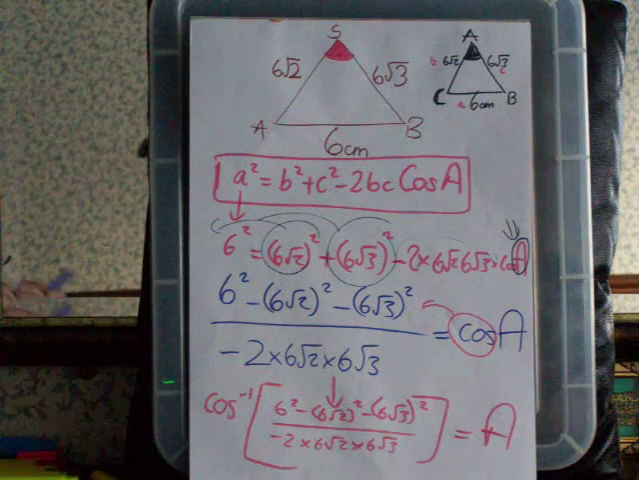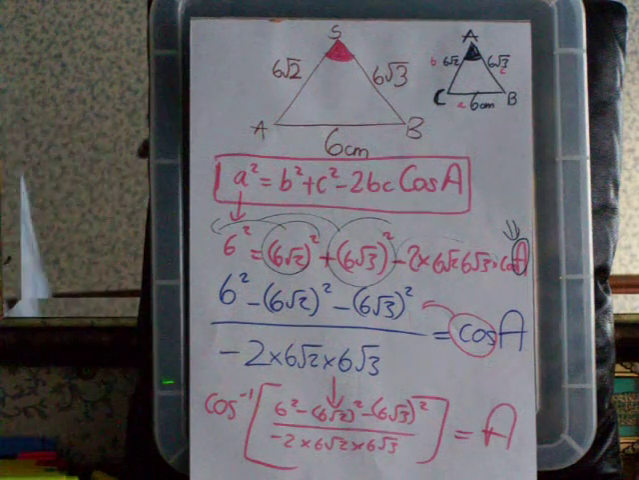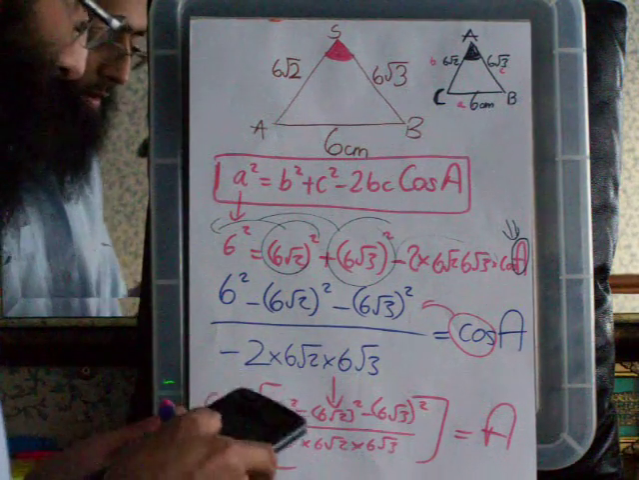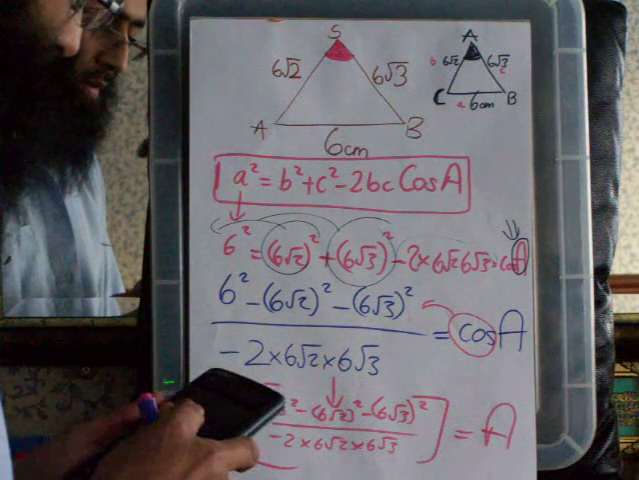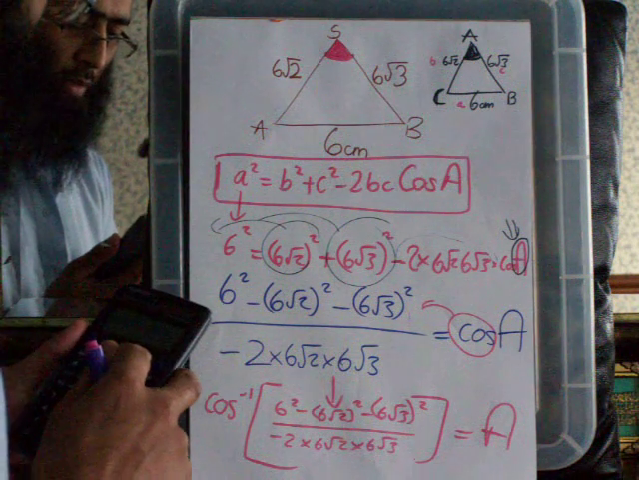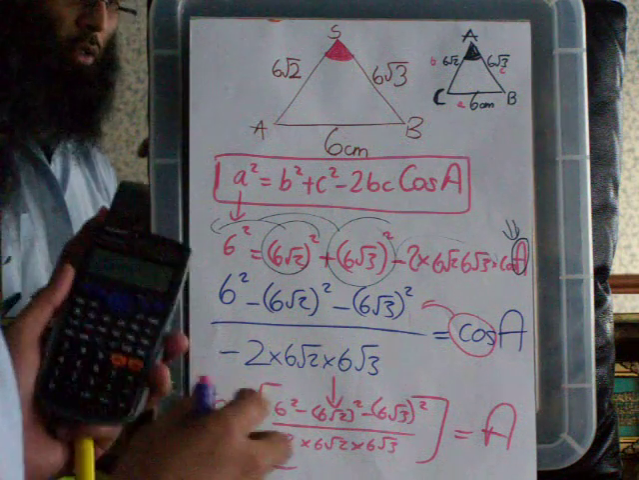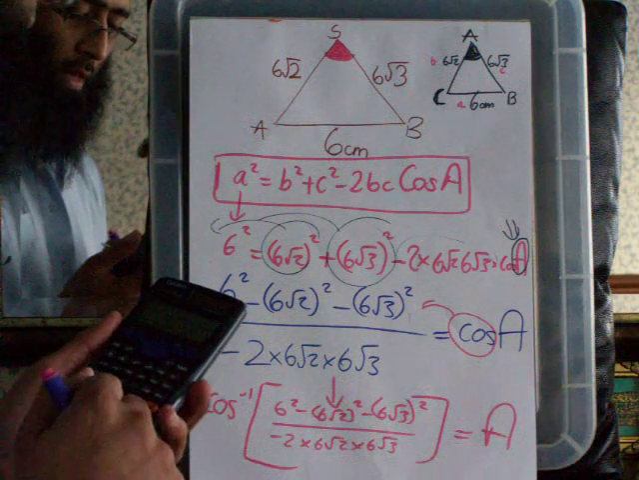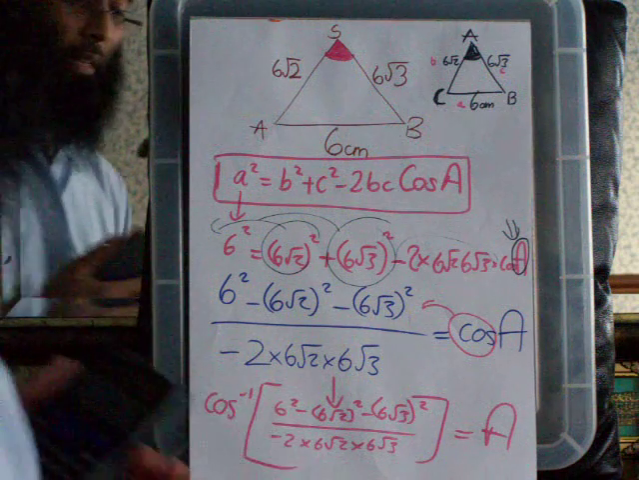Mr. Ramiez, have you got an answer for us from the calculator? Can we double check that as well, please? Okay, cos minus 1 of 6 squared minus 6 root 2 squared minus 6 root 3 all squared on top, and down the bottom we have minus 2 times 6 root 2 times 6 root 3. Then you close the bracket there, and that's all cos minus 1. Then you press equals, and that gives us an answer of 35.321 to decimal places.